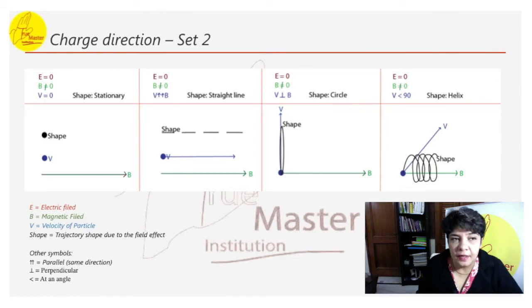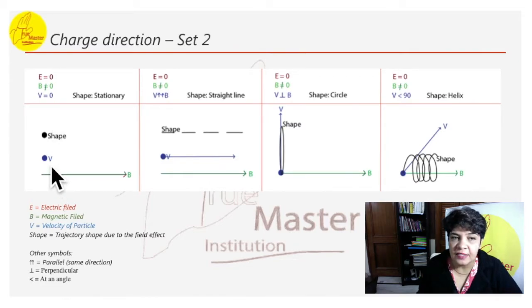Okay, here the electric field is 0. E is equal to 0. The magnetic field is not equal to 0, meaning it does have a magnetic field and it has some value. So B is not equal to 0. V is equal to 0. Velocity here means that the charged particle is stationary.